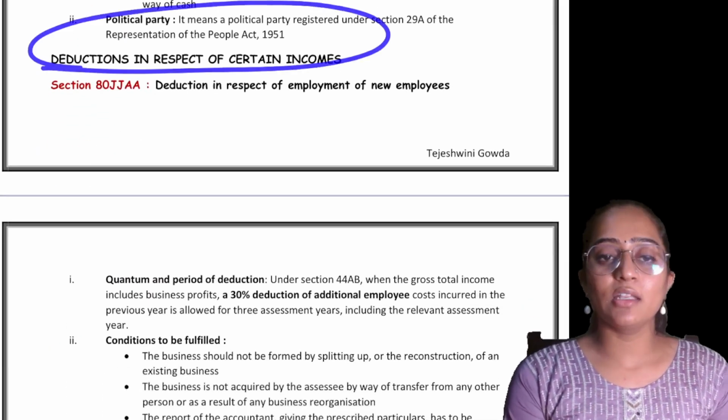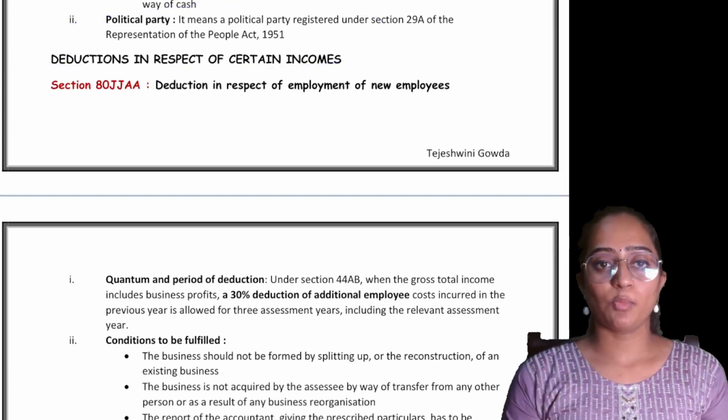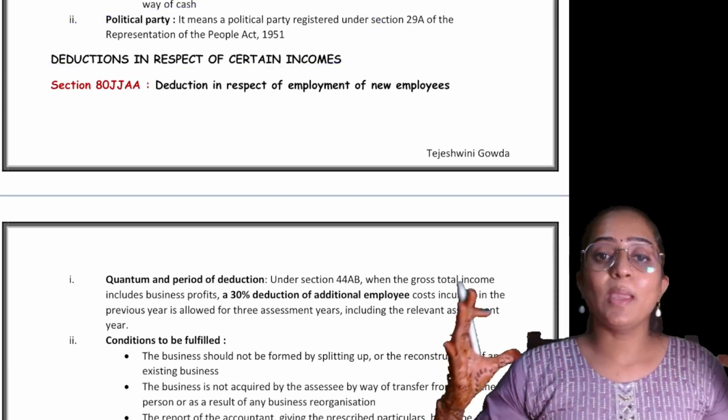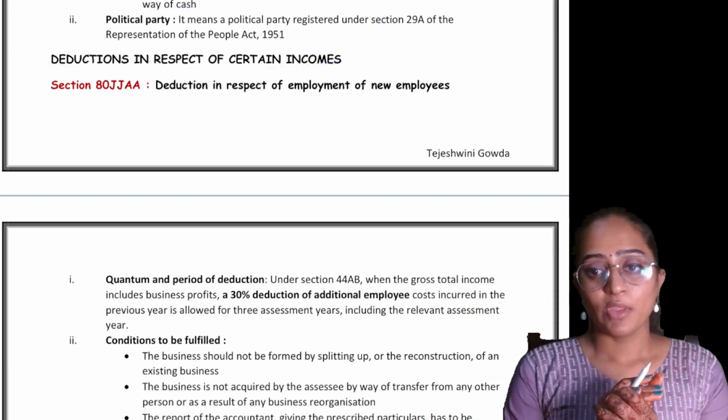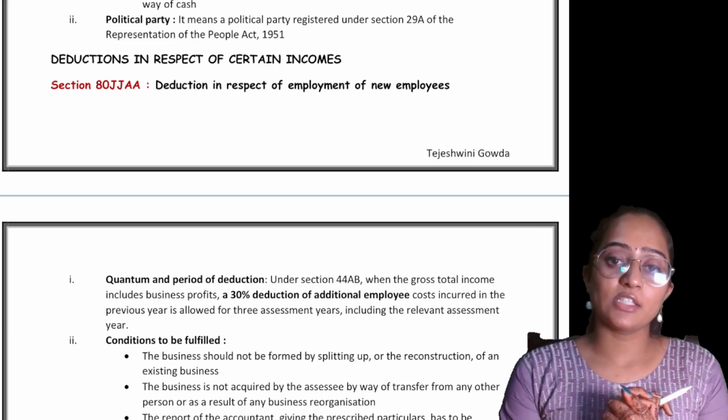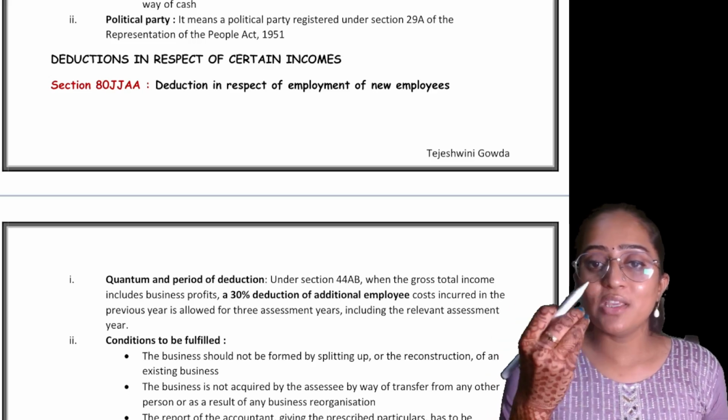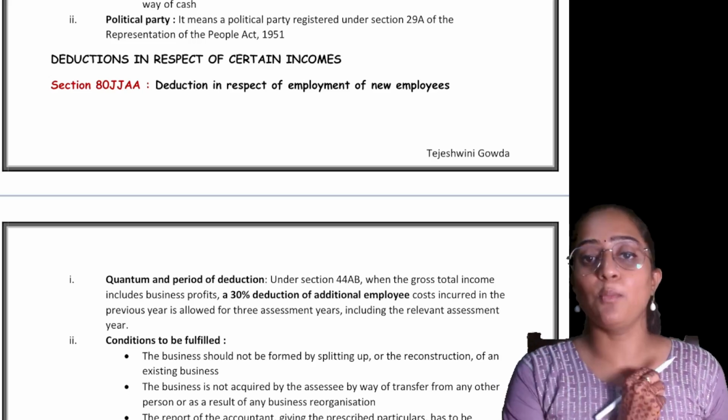Deductions in respect of certain income. Remember, 80JJAA speaks about deductions in respect of new employees who have joined the organization. For the new employees who have joined the organization, won't we give them a salary? That salary is called emoluments.